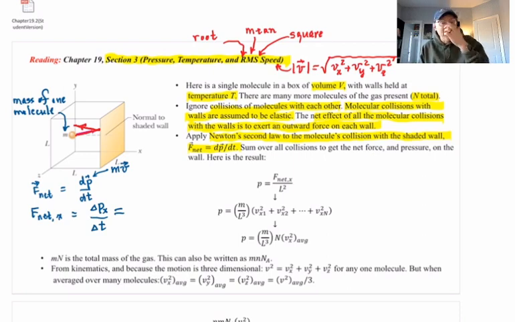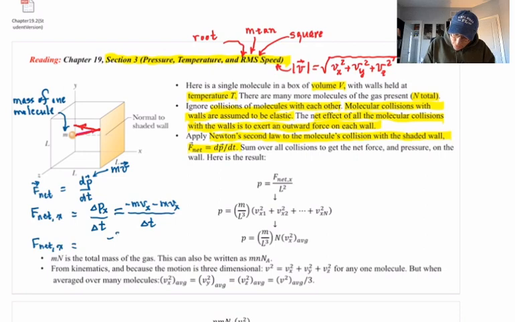Okay, so if I say the incoming x velocity is vx, then the outgoing x velocity is negative vx. And delta px is px final minus px initial. So that'll be negative mvx minus mvx over delta t. So that'll be negative 2mvx over delta t. That'll be the x force on our molecule because of the collision. What I really want is the force on the wall. But Newton's third law tells me that the force on the molecule due to the wall is equal and opposite to the force on the wall due to the molecule. So the net x force on the wall is just plus that. And then let's label that on wall.